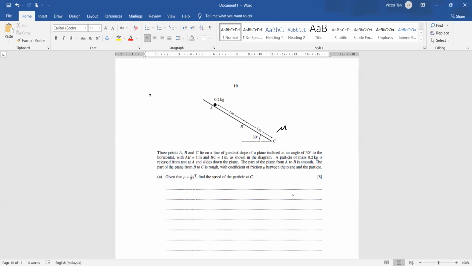Okay. So you can use this is 30. Sine 30 is the height over 1. So this is 0.5. This is also 0.5. So you can use the energy method to solve.